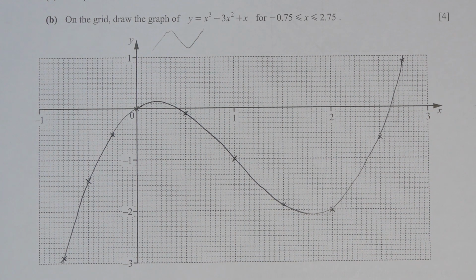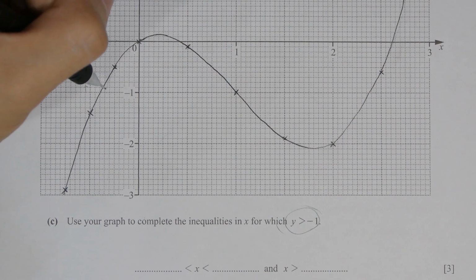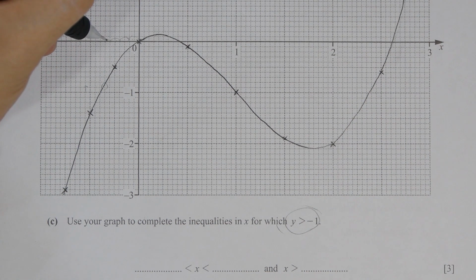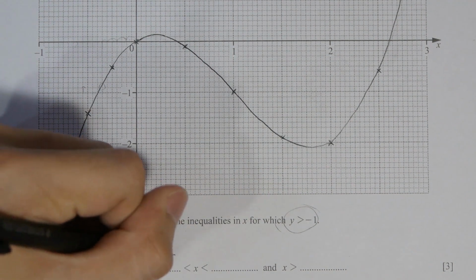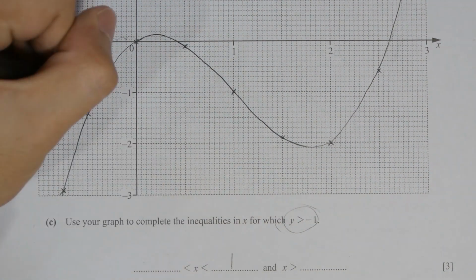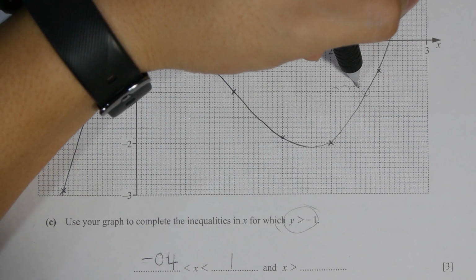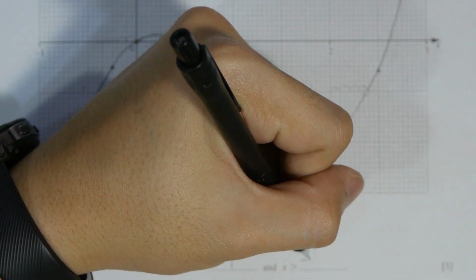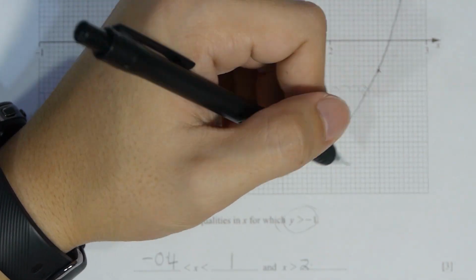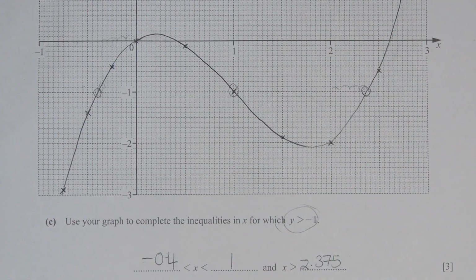After we drew it out, to identify the range where y is more than -1, these 3 circles are the points where I circled it out. The first part where y is more than -1 will be x less than 1 and more than -0.4, whereby for the other one it will be on the last circle that I drew, when x is more than 2.375. So for this question, simply identify the answer from the graph itself.